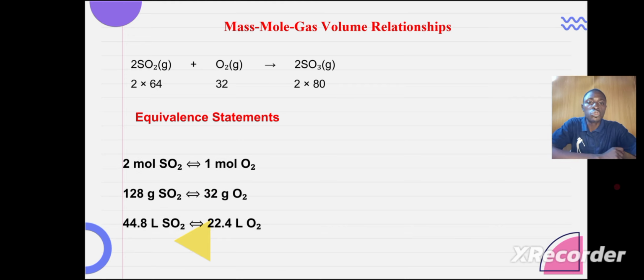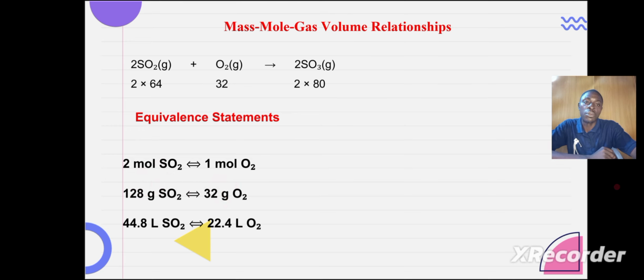First, we can say 2 moles of sulfur(IV) oxide is equivalent to 1 mole of oxygen. That means, from the equation of the reaction, 2 moles of sulfur(IV) oxide require 1 mole of oxygen in order to form 2 moles of sulfur(VI) oxide. And since the reacting mass of sulfur(IV) oxide is 2 times 64, which is 128 gram, we can say 128 gram of sulfur(IV) oxide is equivalent to 32 grams of oxygen. So 128 gram of sulfur(IV) oxide is needed to react with 32 gram of oxygen.